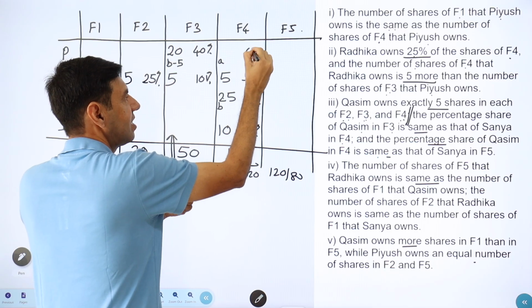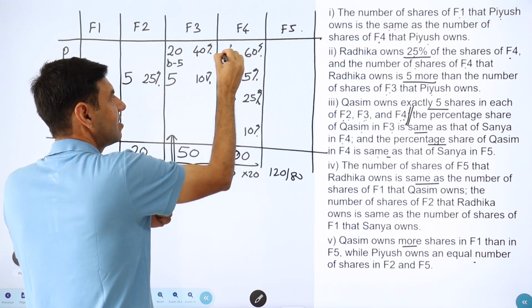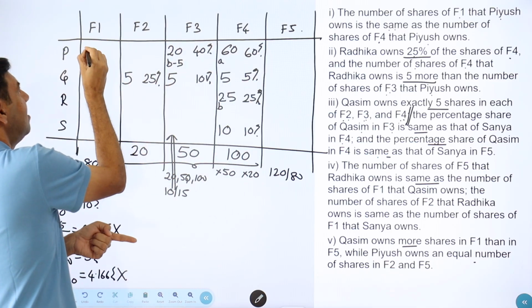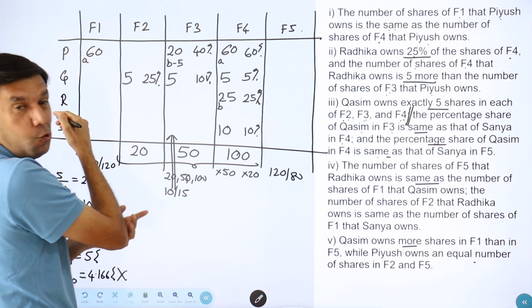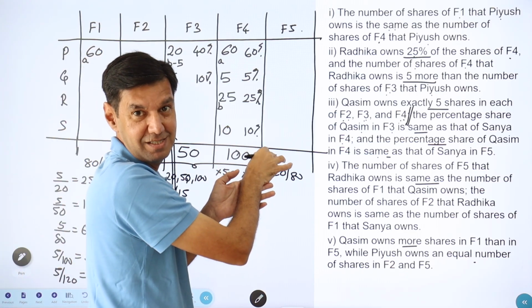So this has to be 60%. If this is 60%, this is 60. And if this is 60, this is 60. And more things can keep happening.